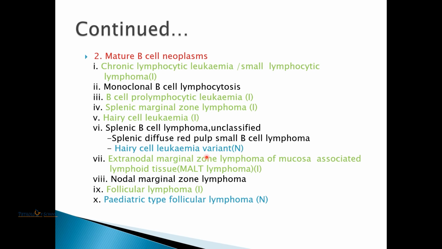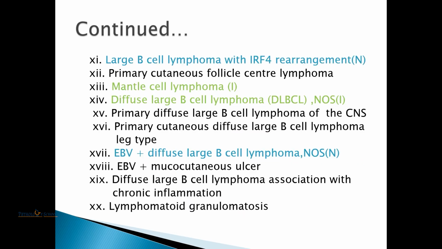Another important category is extranodal marginal zone lymphoma of mucosa associated lymphoid tissue, that is MALT lymphoma, follicular lymphoma, and the new change is pediatric-type follicular lymphoma. The change is in the nomenclature. Previously it was known as pediatric follicular lymphoma and it was included under follicular lymphoma. But now it's a separate entity and it is known as pediatric-type follicular lymphoma. Another new entity which is added is large B-cell lymphoma with IRF4 rearrangement.